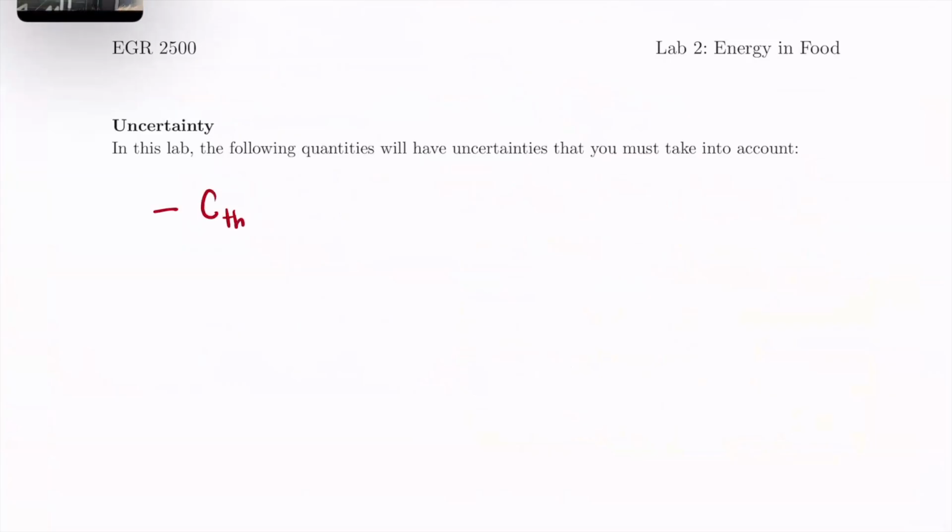So the thermal capacitance of the calorimeter, that uncertainty is already given to you, right? Depending on whether you have bomb number 1 or 2, the plus or minus calories per degree C is given. We have uncertainty in the mass of the food sample. We have uncertainty in the mass of the gelatin. This is provided to you in the sheet on the Google Drive link.